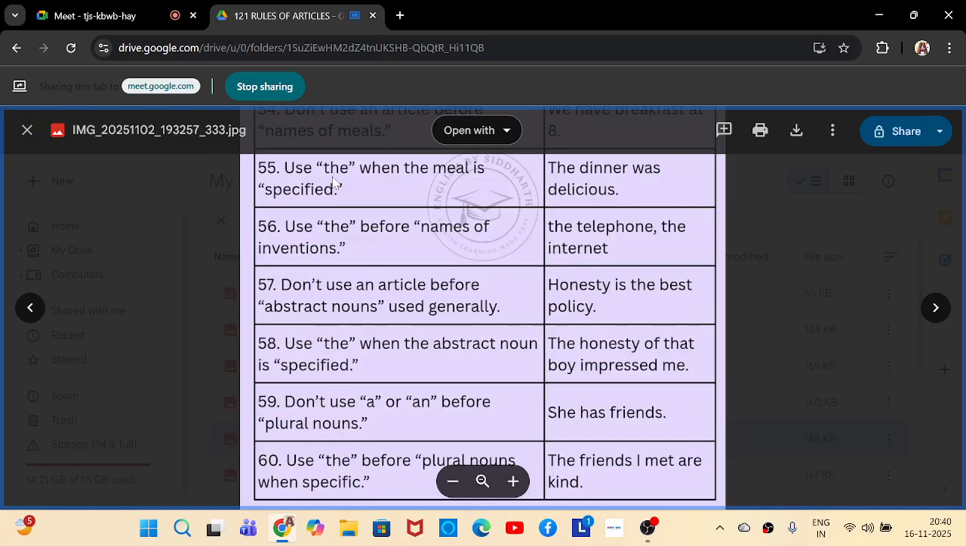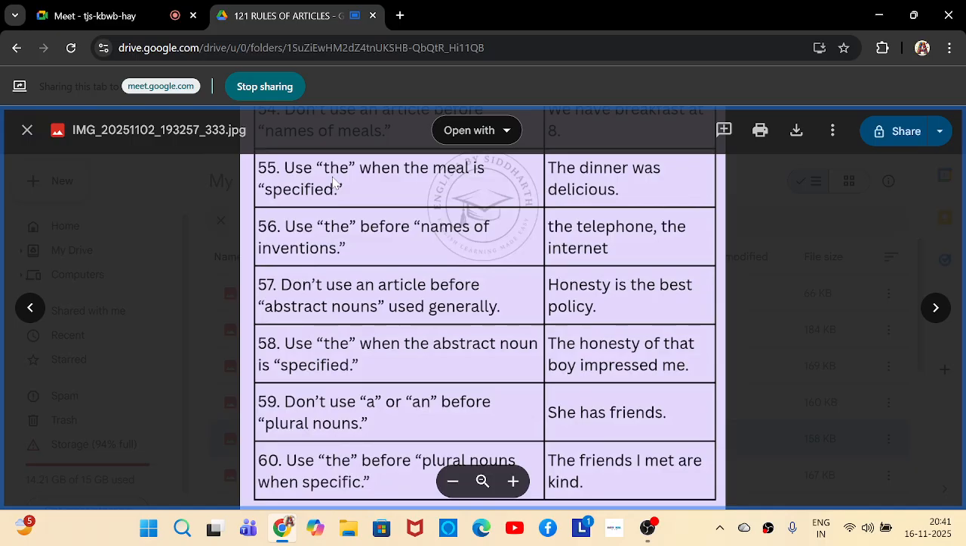Whereas the 58th rule says, use the when the abstract noun is specified. If you want to speak about the honesty of a particular person, then you can use the. Soundarya, can you read the 58 one? Yes, ma'am. The honesty of that boy impressed me. So I'm speaking about a specific boy's honesty. So I can say the honesty of that boy impressed me. Otherwise, in general, you don't have to use articles.